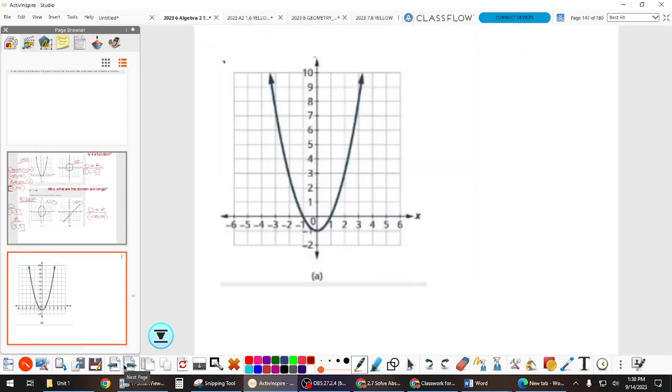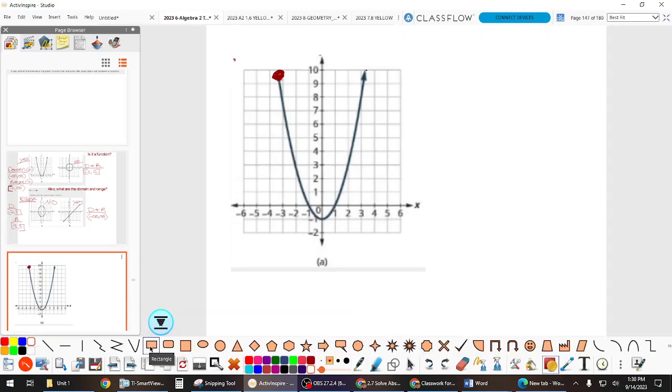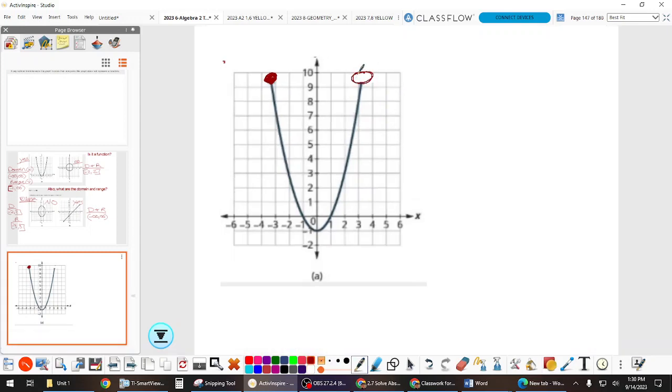Okay. All right, this is the same picture as that was just there, but I'm going to change this. What if this was a closed circle instead of an arrow? And let's use an open circle on this one. How would that change your domain and range? It's still a function, but how would it change your domain and range? So which one would be infinite?